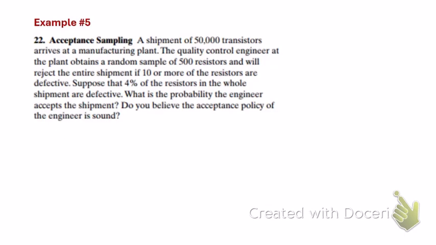Okay, what are we looking for here? Is this random? Yep, tells us so. Is 500 less than 5% of the population of transistors? Yeah, it's 1%. So we're good. We met our two conditions, but now how do we set this up? What's the probability this engineer accepts the shipment?